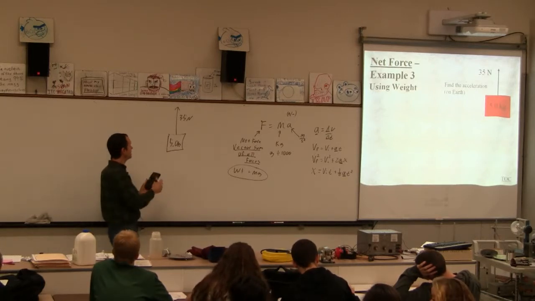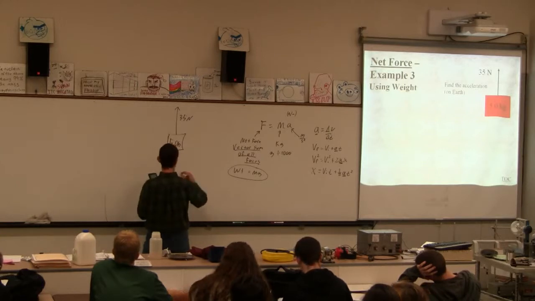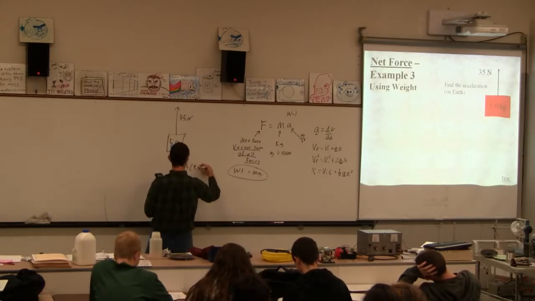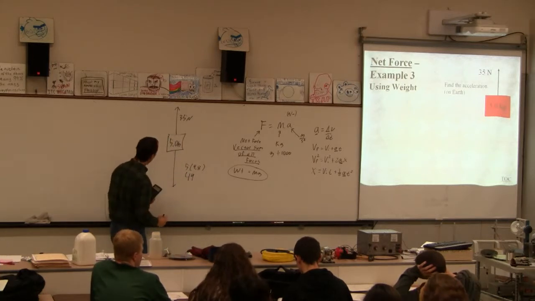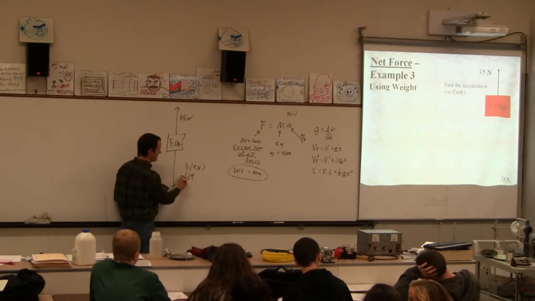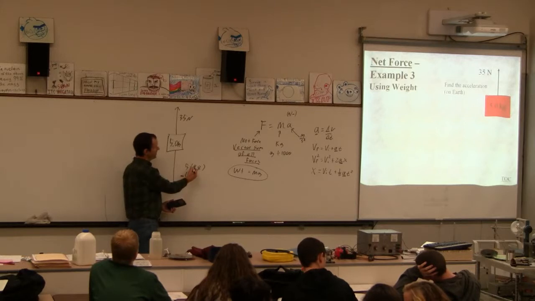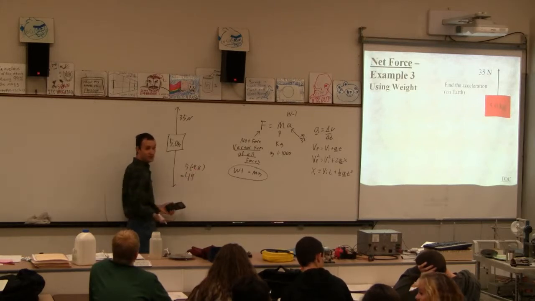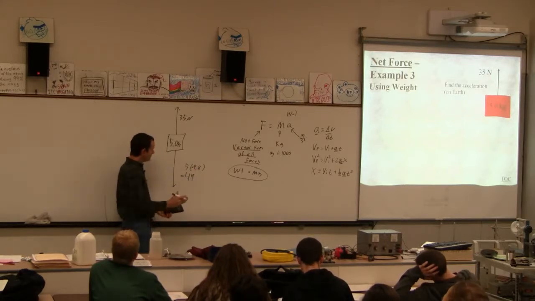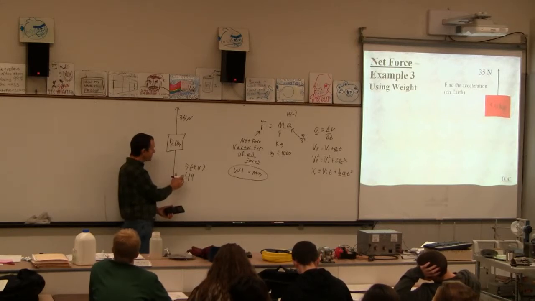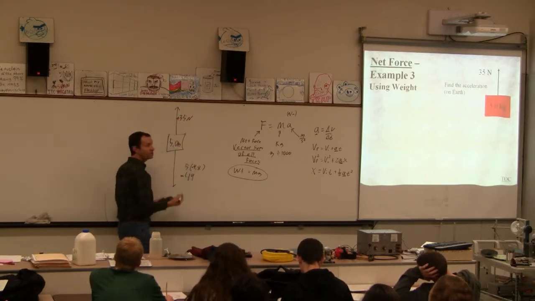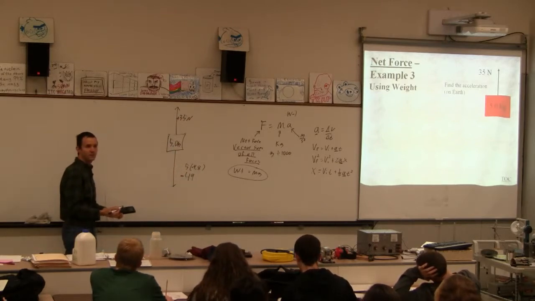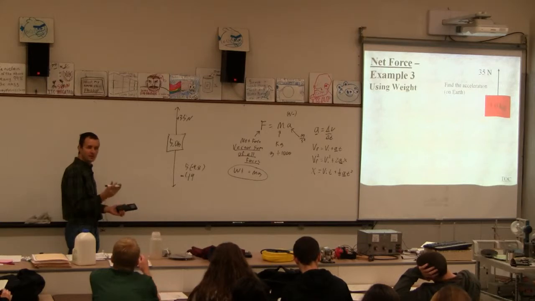So 5 times 9.8 is a force downward, right? There's 49 newtons down, and since it's downward, I'm going to make it negative, or some people like to make it negative 9.8. That works too. But at the end of the day, before we go to the next part of the problem, this force has to be negative, this guy has to be positive. Which way is it going to be accelerating? It's going to accelerate down.